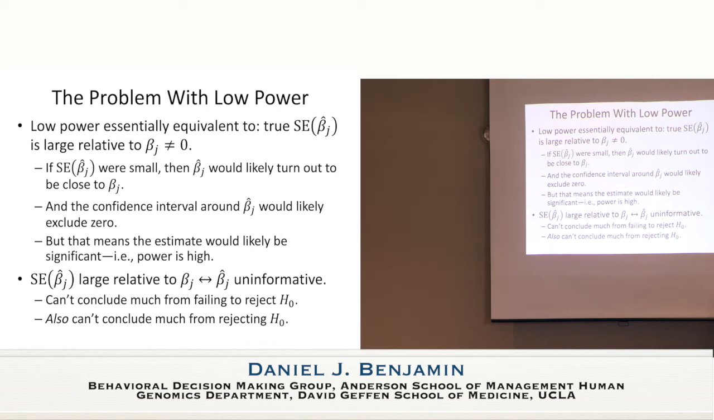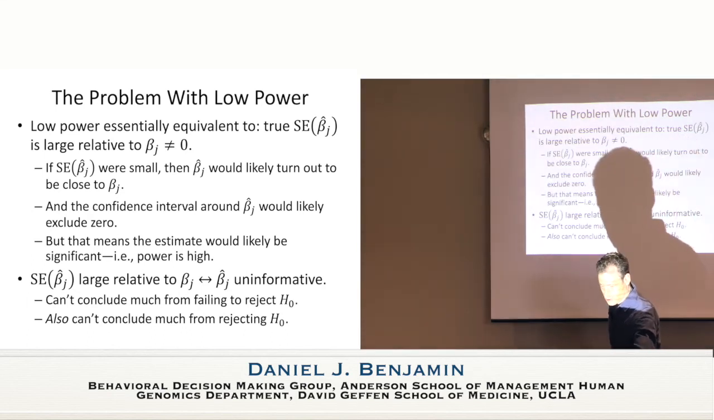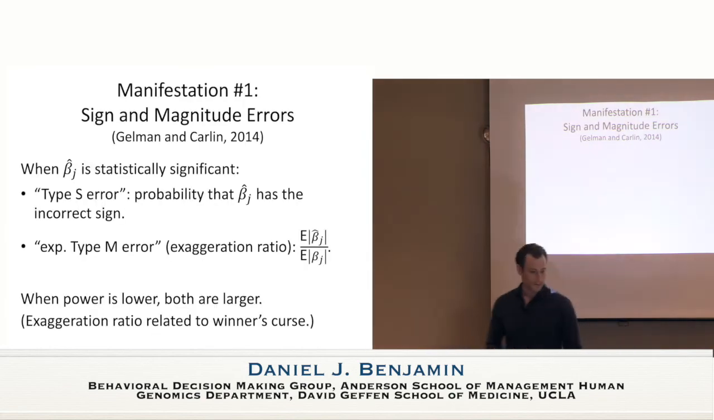But it also means that you can't conclude much if you did reject 0, because there was a high chance you were just going to end up with some big effect size. And that's what people often don't understand about low power. If you think about it this way, with low power you're just getting an uninformative estimate, whether it's significant or not.